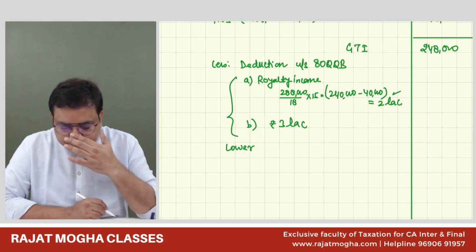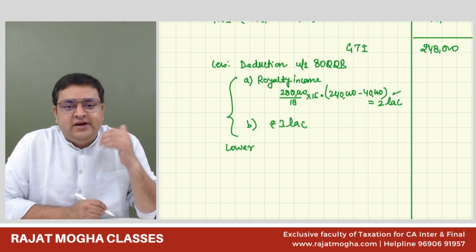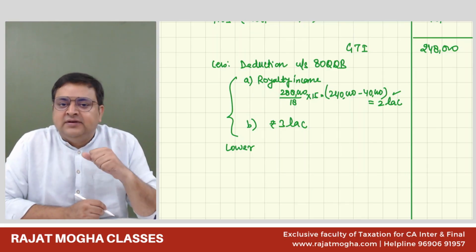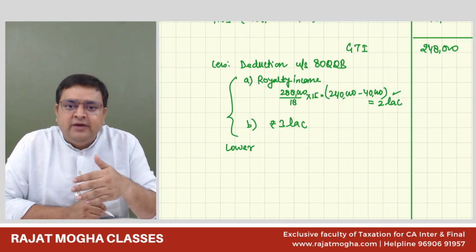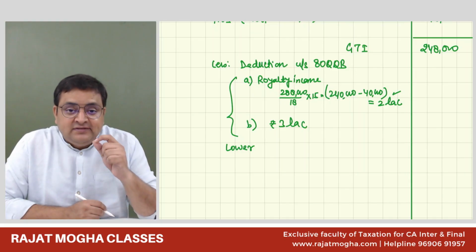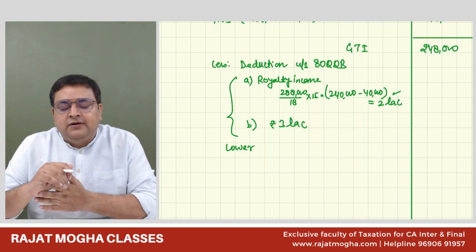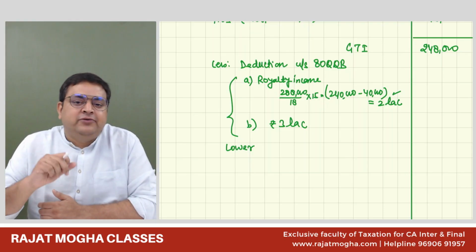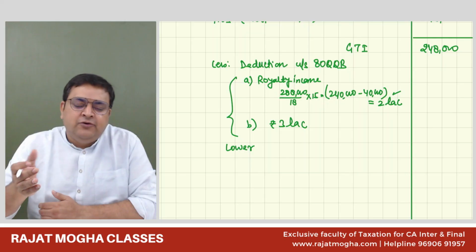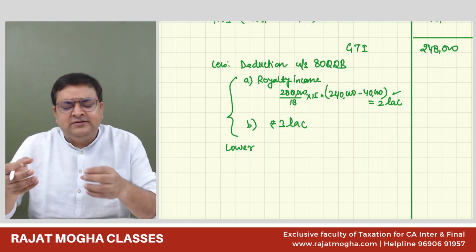Now, QQB says that if you are getting these royalties from outside India, let's say from a foreign country, from the USA, then this should have been brought into India in foreign currency within 6 months from the end of the previous year. So you will ask your client, have you received this royalty from outside India or not? And he will say, okay, sir, I have received it within the year itself. So we are okay.